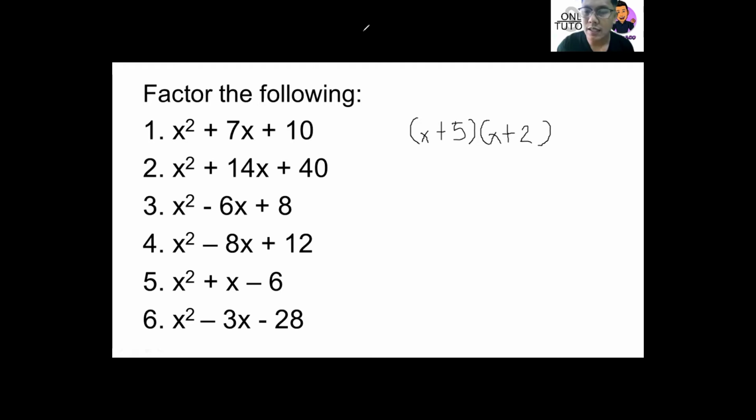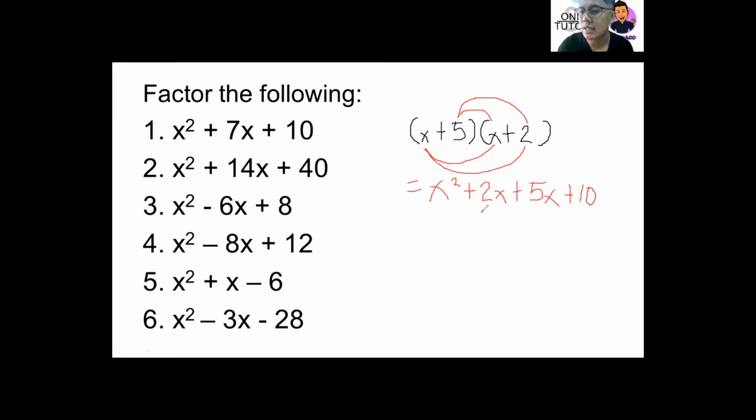Let us check if we multiply x plus 5 and x plus 2, the result should be x squared plus 7x plus 10. In multiplying this with the FOIL method, x times x is x squared. Then x times 2 is 2x. The next one is the inner, 5 times x, that is positive 5x. Then the last one is 5 times 2, that is positive 10.